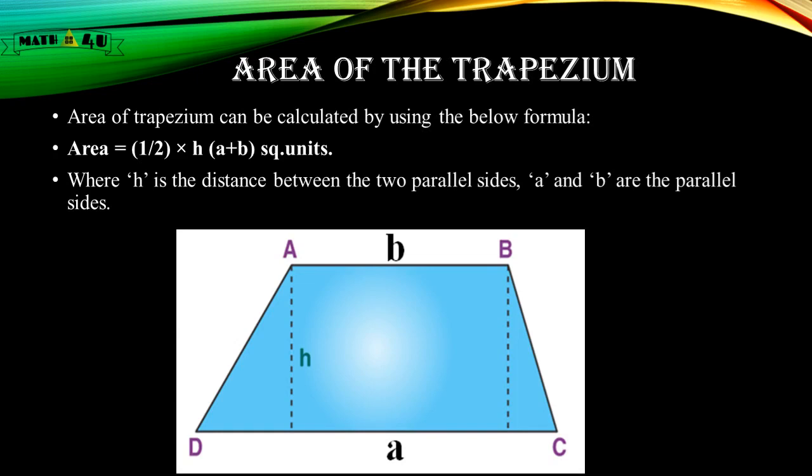Area of the trapezium. The area of the trapezium can be calculated by using the formula half into h into (a plus b) square units, where h is the distance between the two parallel sides and a and b are the parallel sides.